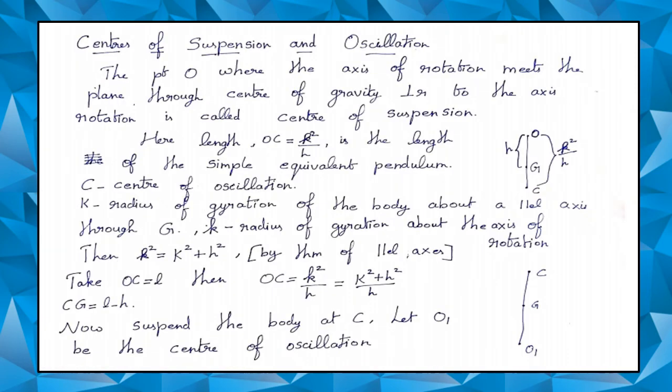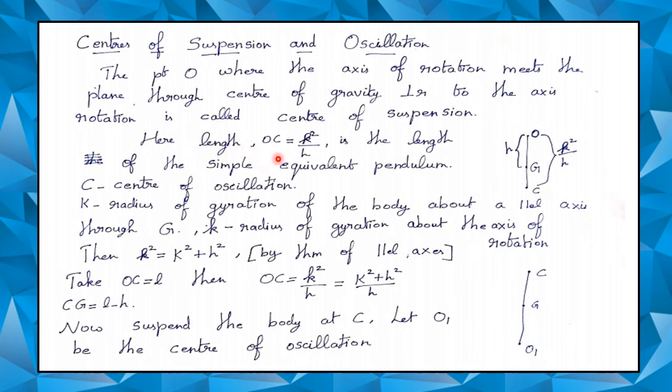Then we show that the center of suspension and the center of oscillation are interchangeable. Suppose O is the center of suspension. So the center of suspension is nothing but the point where the axis of rotation meets the plane through the center of gravity perpendicular to the axis of rotation.